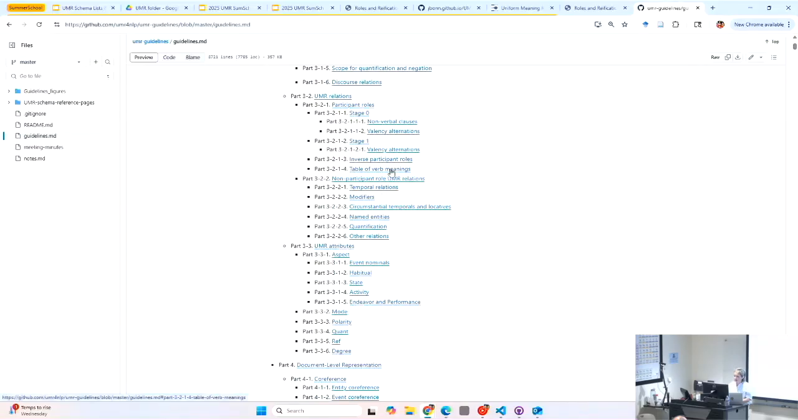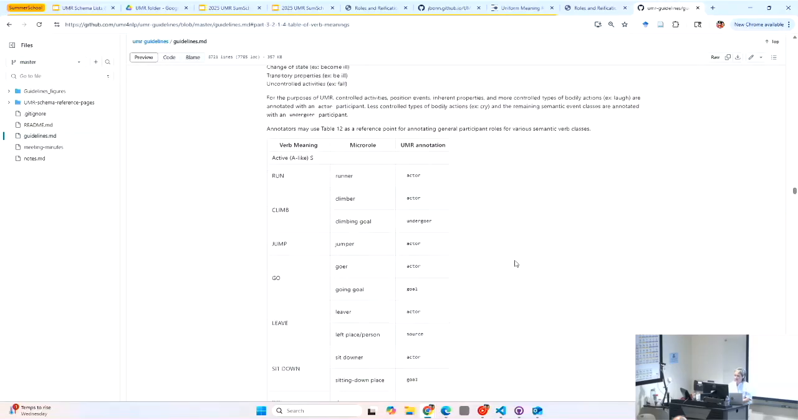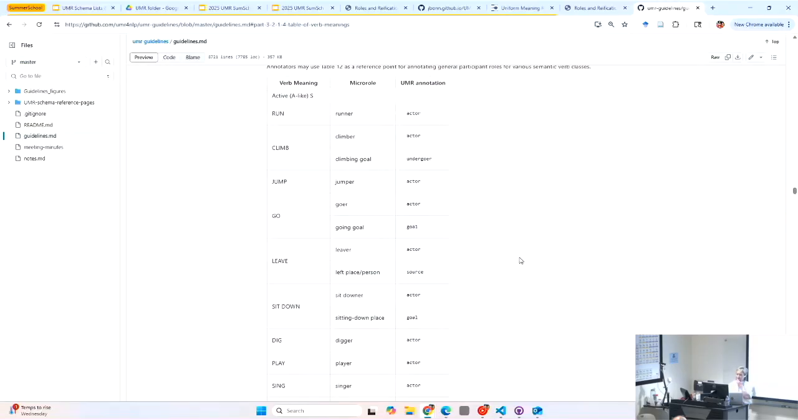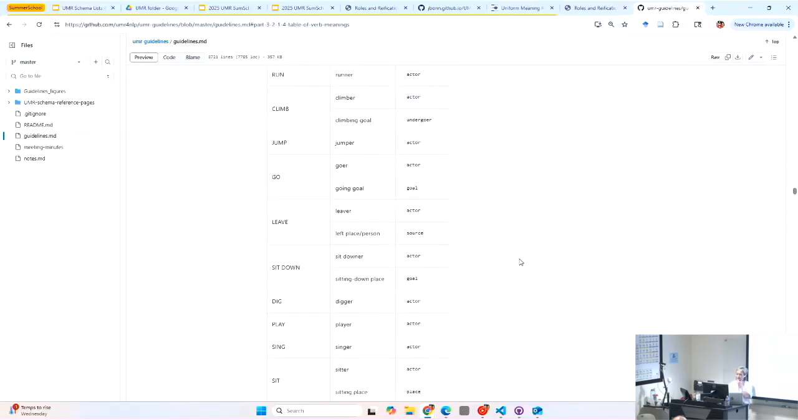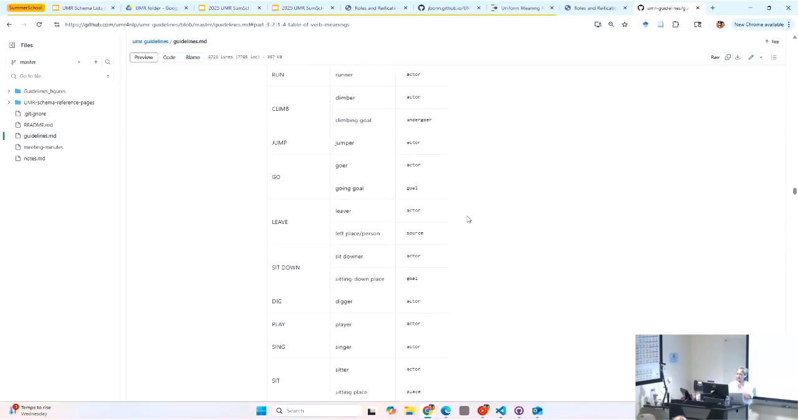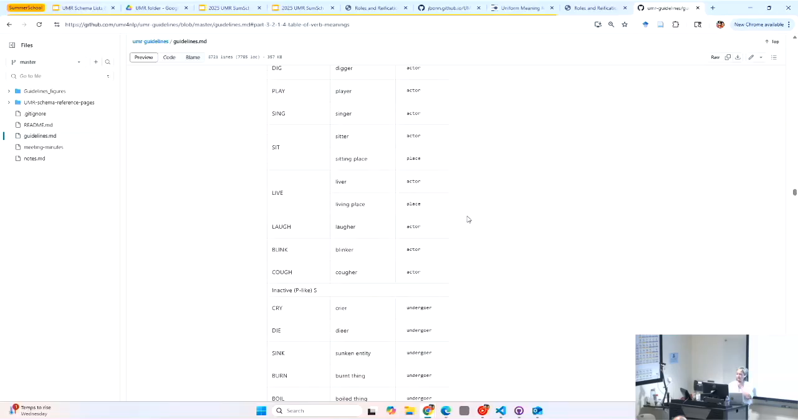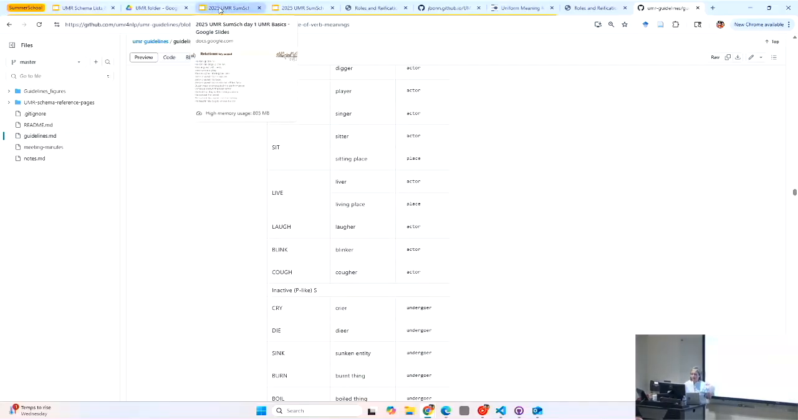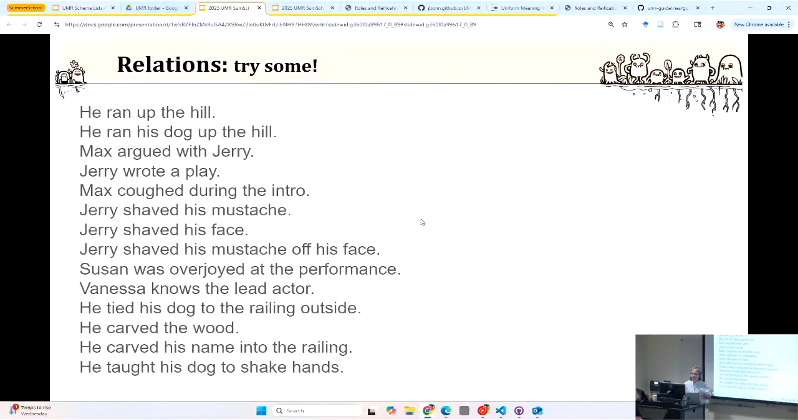Okay, in here in the guidelines, there's a table of verb meanings where they've tried to make some consistent decisions. So run, the runner is the actor. And I think that means that the causer is probably the causer. So he's probably the causer and the dog is probably the actor. What will be the verb?